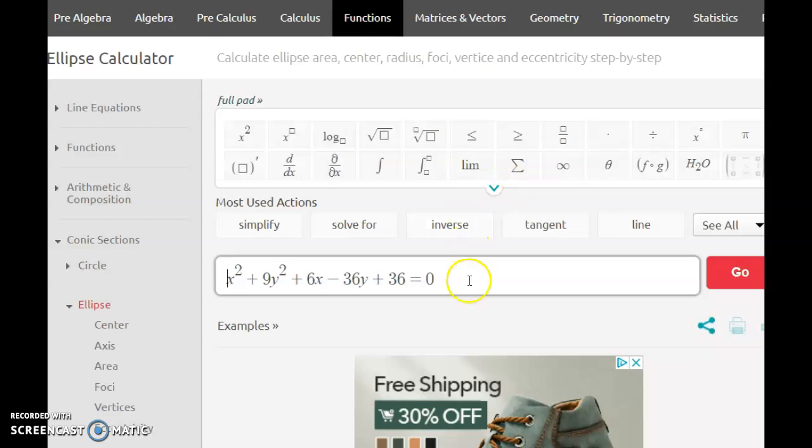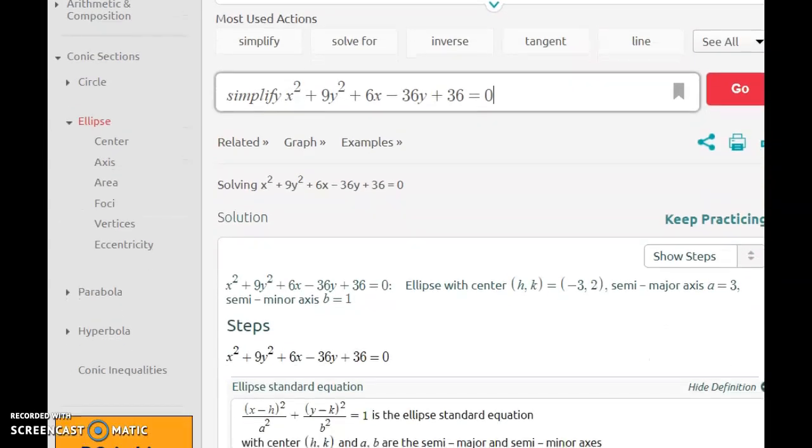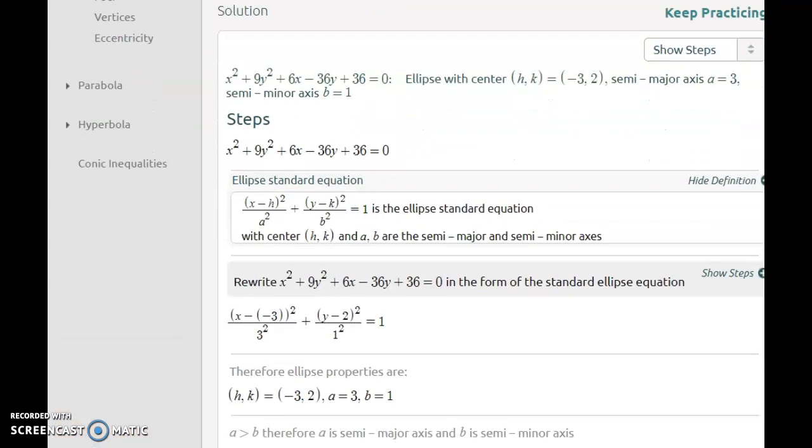All right, so let's do this one. I'm going to type simplify in the front, and let's see what Symbolab comes up with. All right, click a little down. It says, here's the ellipse standard equation. So that's what it aims for. And here it's writing it already. And I like the way this is written, because it tells us nicely where the center is, -3 and 2. And it tells us nicely what the major and minor axes are, so 3 and 1.